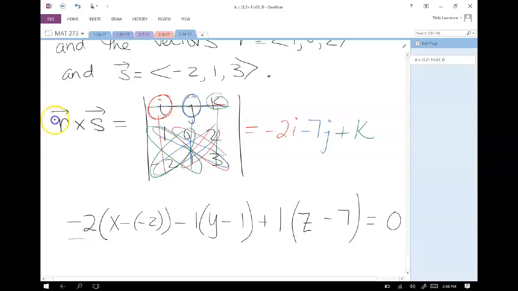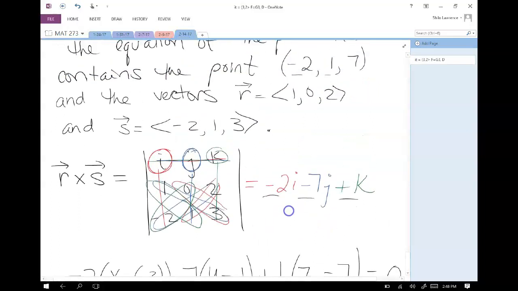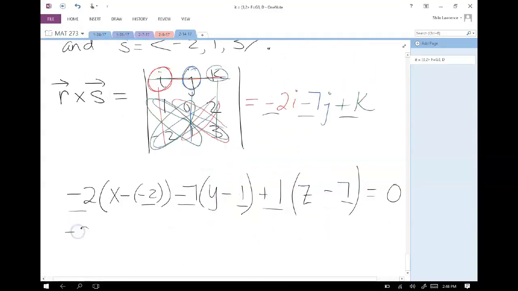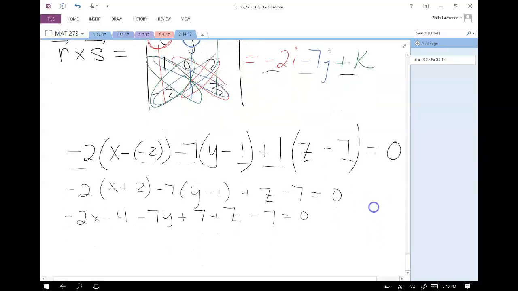So the components from the vector were negative 2, negative 1, 1. Negative 2, oh, whoops, that's negative 7, sorry. Negative 2, negative 7, 1. And then the coordinates from the point were negative 2, 1, 7. And we need to simplify this because we want the general form. So that's really x plus 2. And if we distribute, we get negative 2x minus 4 minus 7y plus 7 plus z minus 7 equals 0.